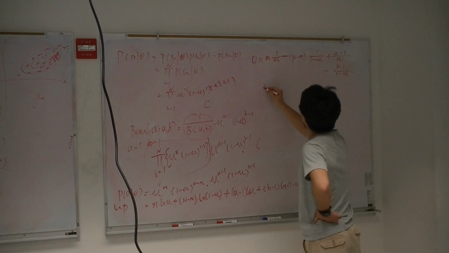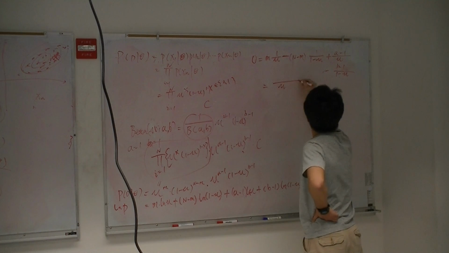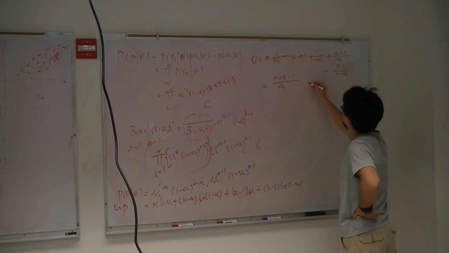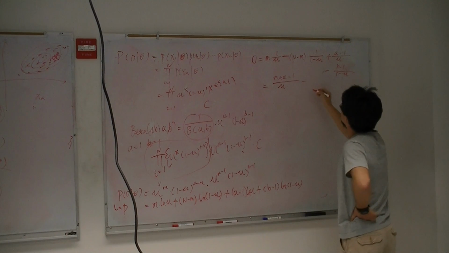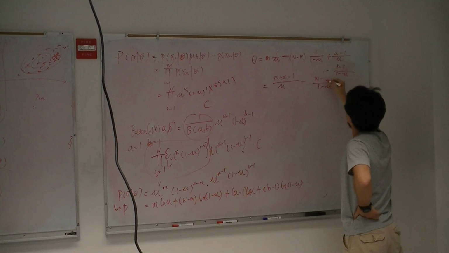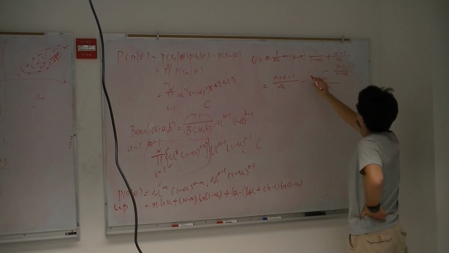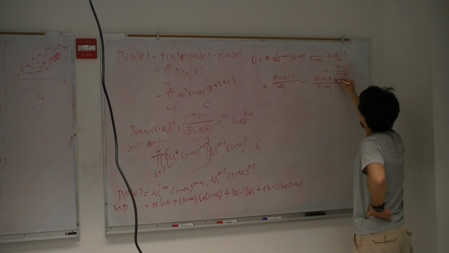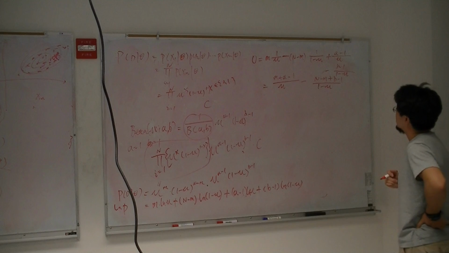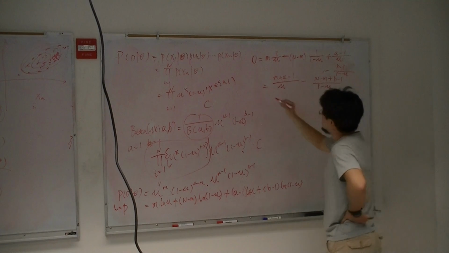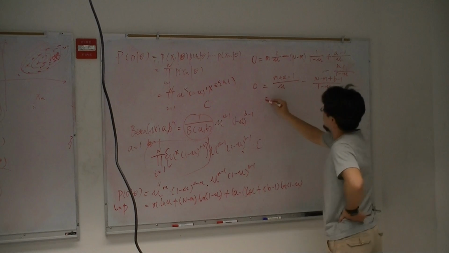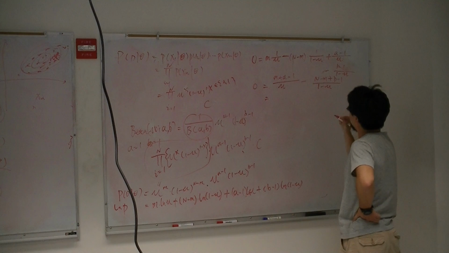So let's merge the form. So we have 1 over mu times m plus a minus 1, and the minus 1 over 1 minus mu times n minus m plus b minus 1. This is still 0. So we are still trying to get the mu out of this form.